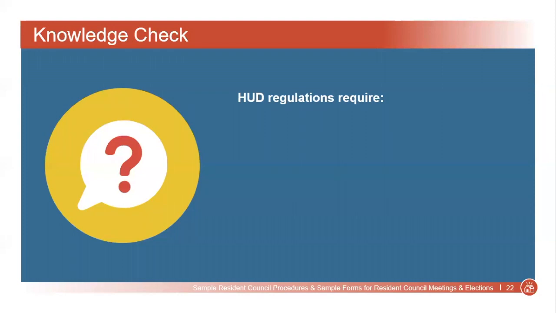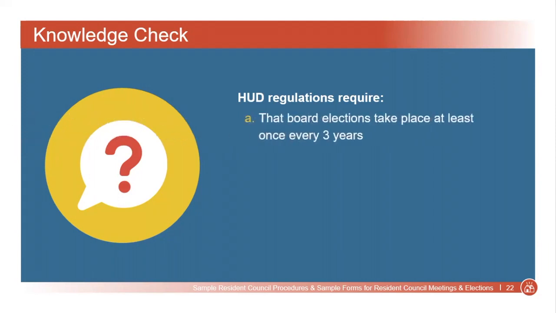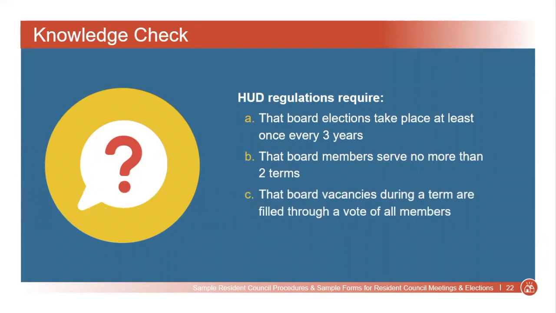Before moving on to the next document, let's do a knowledge check. HUD regulations require: A. That board elections take place at least once every 3 years. B. That board members serve no more than 2 terms. C. That board vacancies during a term are filled through a vote of all members. Or D. All of the above. We'll pause while you consider your answer.